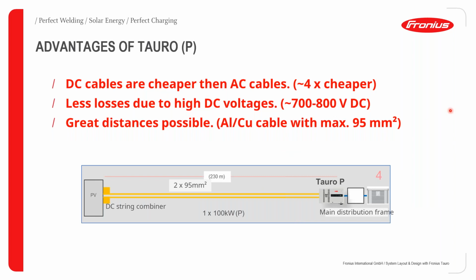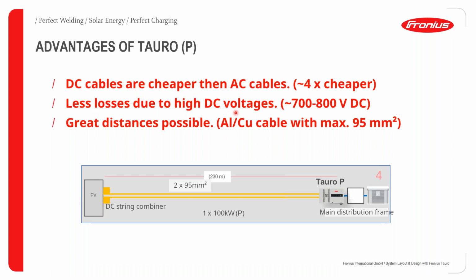So what are the advantages of the Tauro Ps? Firstly, your DC cables are cheaper than your AC cables. And remember, generally, DC cables are about 4 times cheaper than AC cables. So if you can save on your AC cables by reducing the length of your AC cable by using AC chaining, I would suggest you do go ahead and do that, because as you can see, DC cables are much cheaper than AC cables.